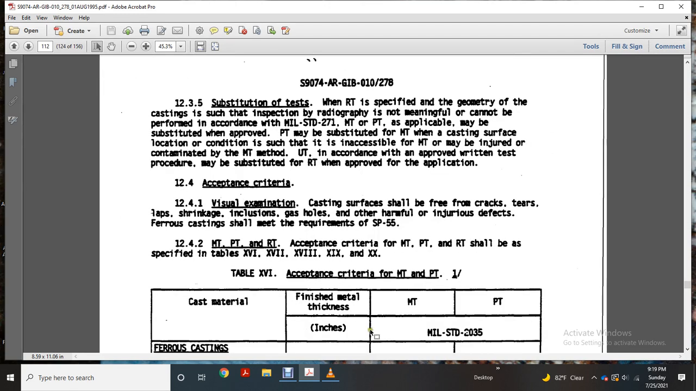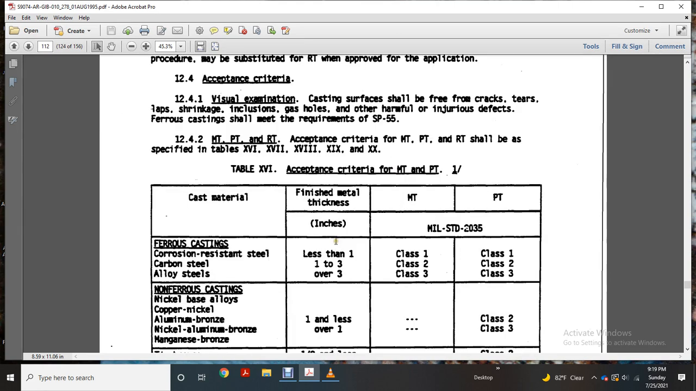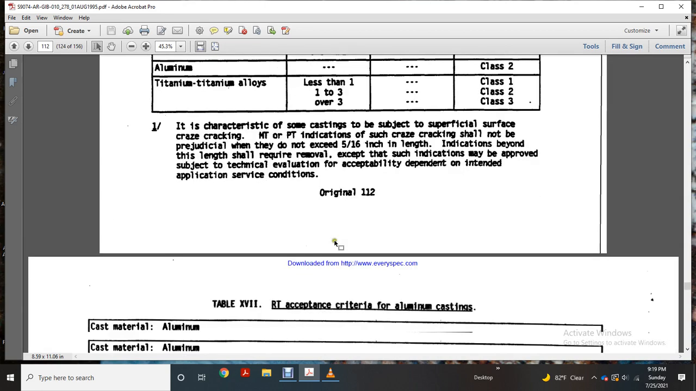Acceptance criteria, visual examination: the casting surface shall be free of cracks and tears, laps, shrinkage, inclusions, gas holes, and other harmful injuries or defects. Castings shall meet the requirements of SP-55. Magnetic particle and radiographic tests: acceptance shall be according to tables 16, 17, 18, 19, and 20, for gas material, thickness of material in inches, magnetic particle, Military Standard 2301 and 35.